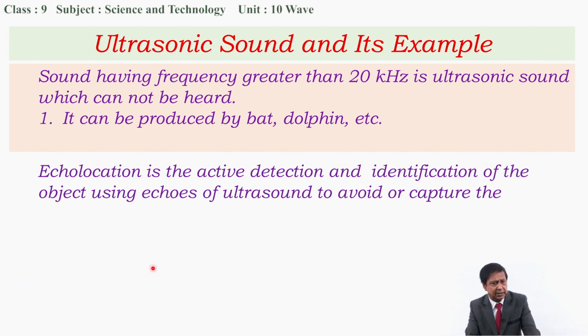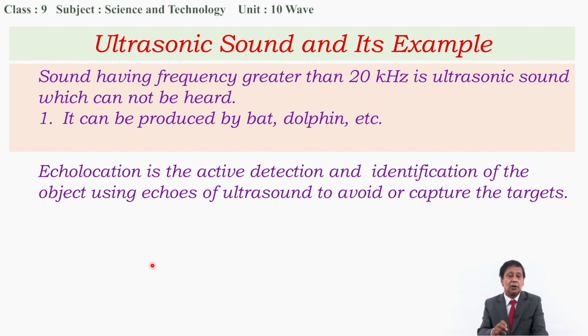Okay, echolocation is the active detection and identification of the object using echoes of ultrasound to avoid or capture the target. Either it avoids the target, moves away, or it captures that target if it is prey.